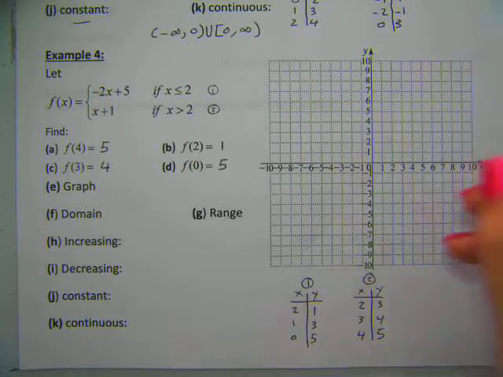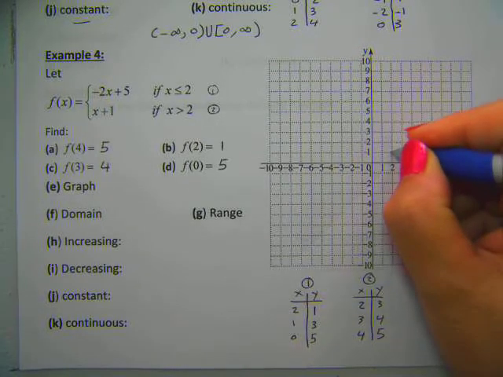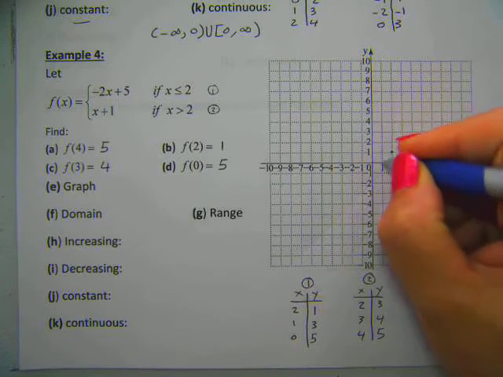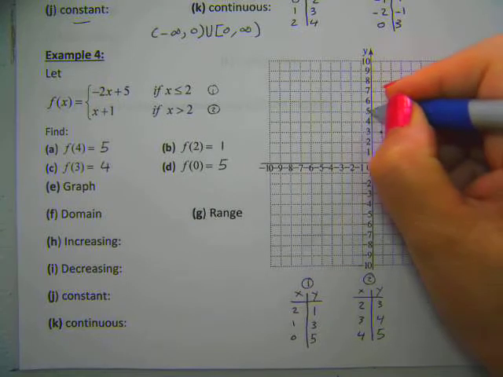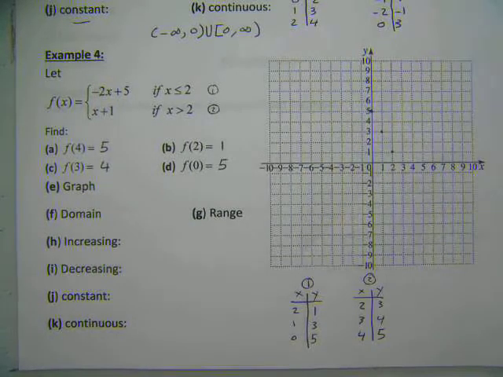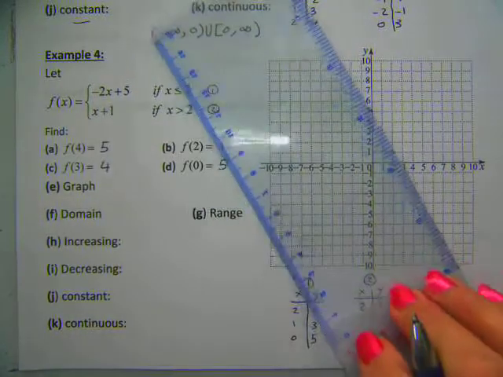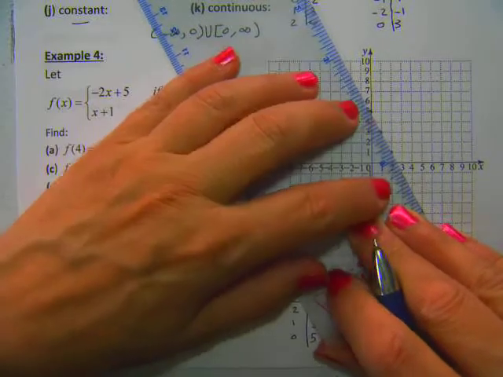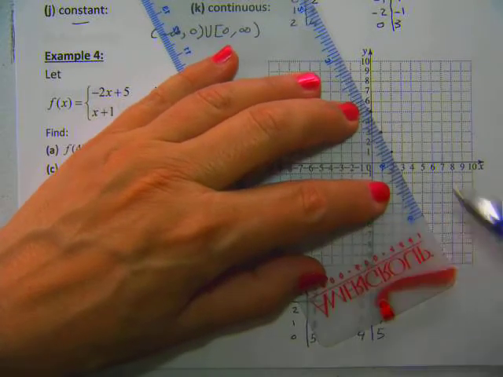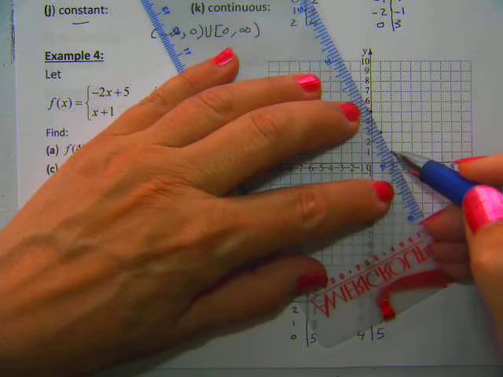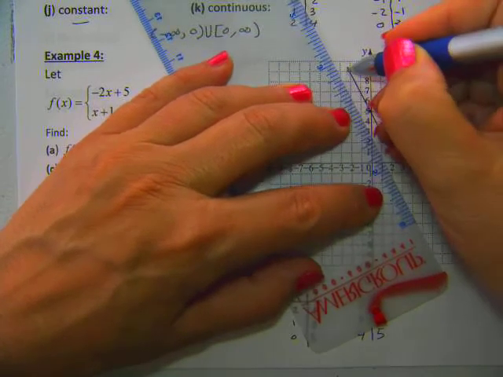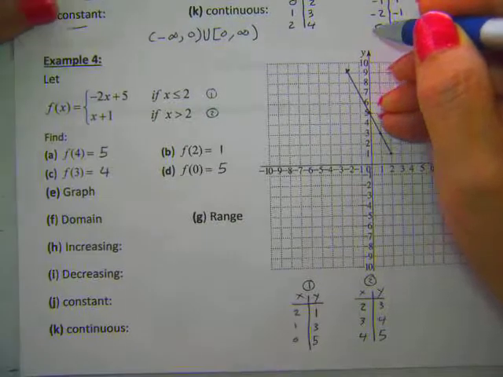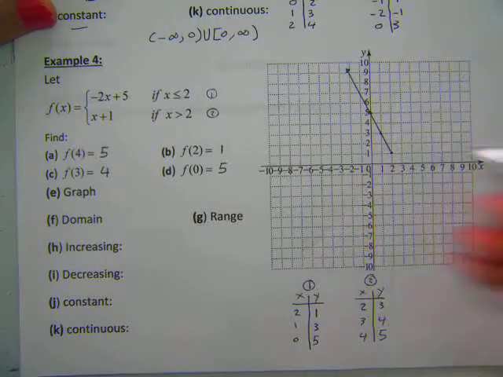So let's graph. For the first one, I have 2 and 1, 1 and 3, 0 and 5, and the graph is less than or equal to 2, so it's going to the left. Don't make a mistake and go down here. It's only less than, don't go greater than. And it includes that point.